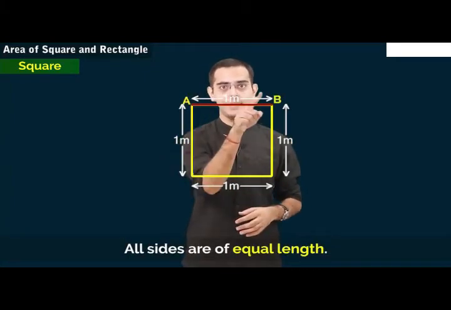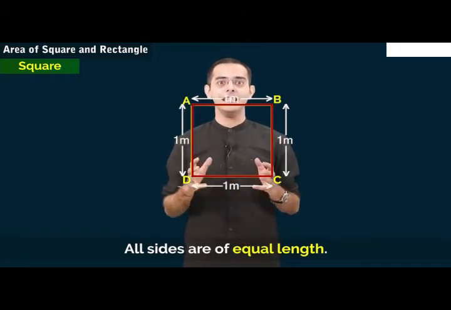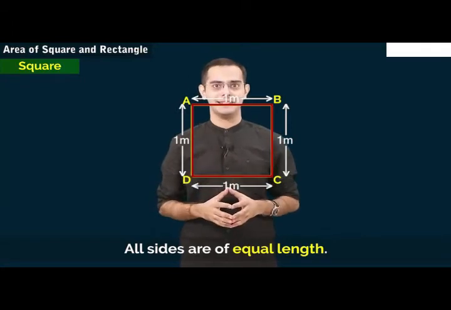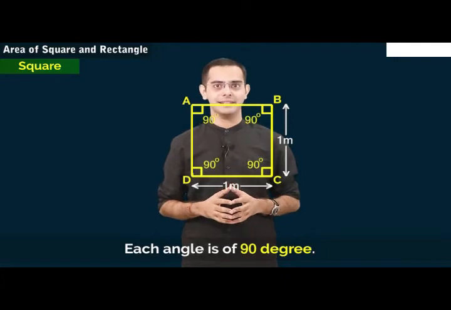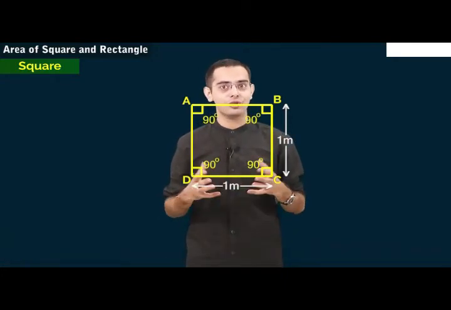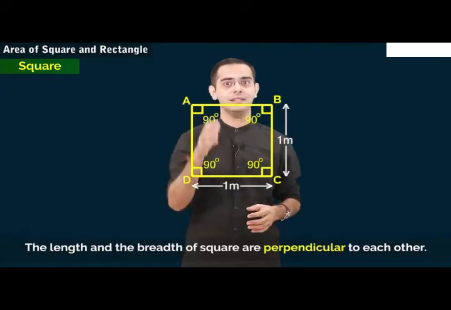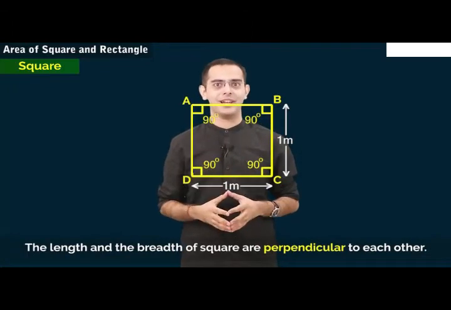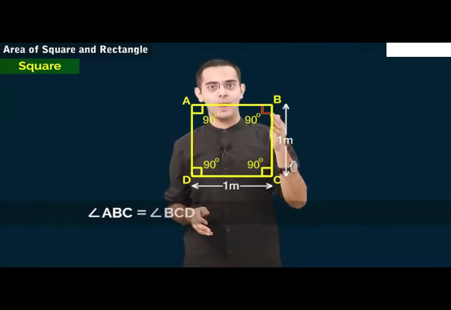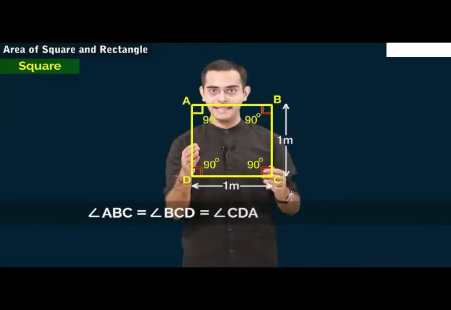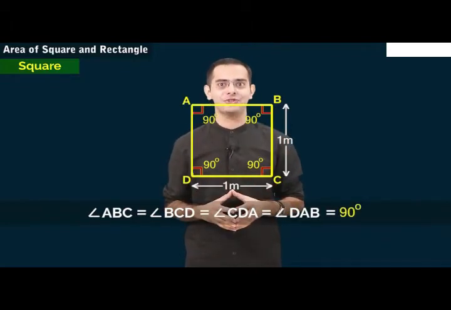That is, your AB is equal to BC is equal to CD is equal to AD, and each one is of 1 meter length in this case. Now all the four angles of the square are of 90 degrees, as the lines representing the sides of the square, or we can say the length and the breadth of the square, are perpendicular to each other. So now we have angle ABC is equal to angle BCD is equal to angle CDA is equal to angle DAB, and each one is of 90 degrees measure.